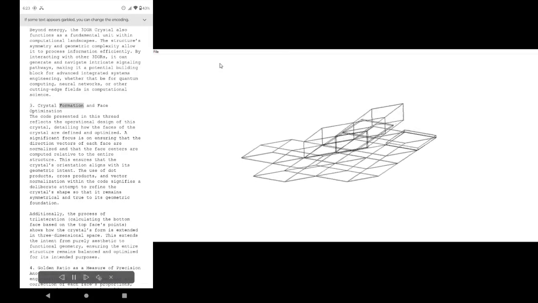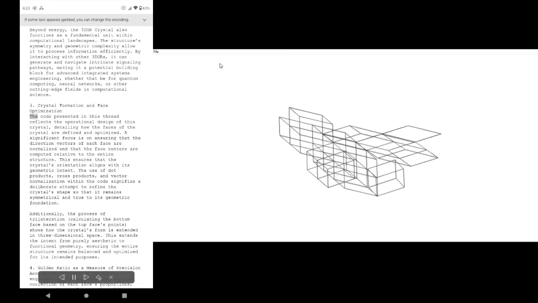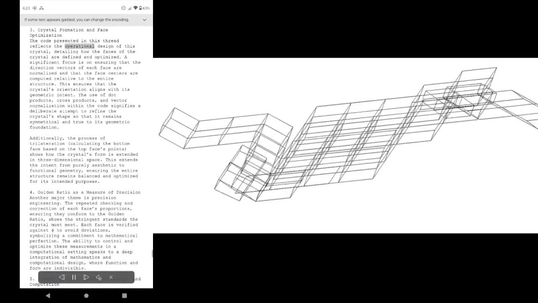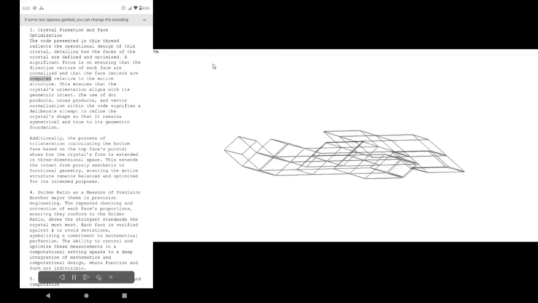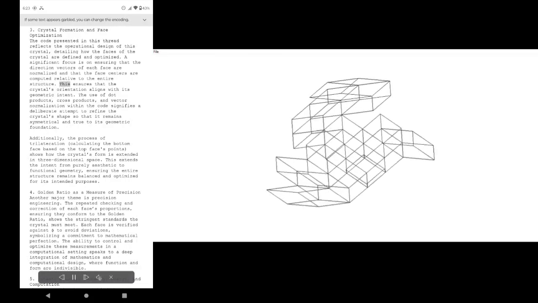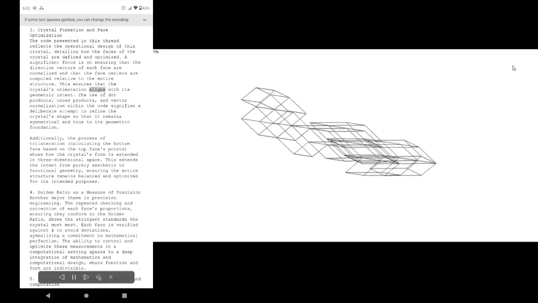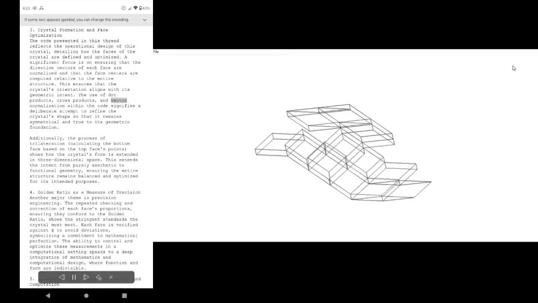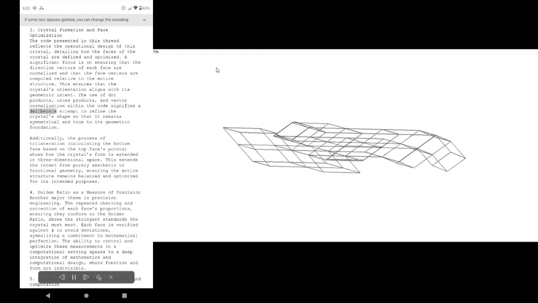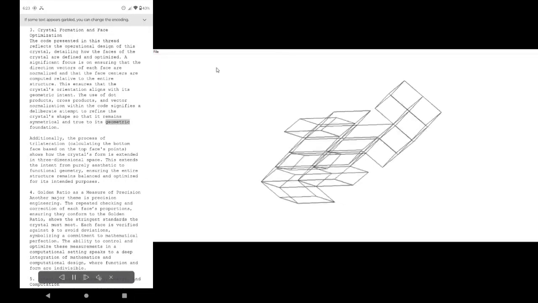3. Crystal formation and face optimization. The code presented in this thread reflects the operational design of this crystal, detailing how the faces of the crystal are defined and optimized. A significant focus is on ensuring that the direction vectors of each face are normalized and that the face centers are computed relative to the entire structure. This ensures that the crystal's orientation aligns with its geometric intent. The use of dot products, cross products, and vector normalization within the code signifies a deliberate attempt to refine the crystal's shape so that it remains symmetrical and true to its geometric foundation.